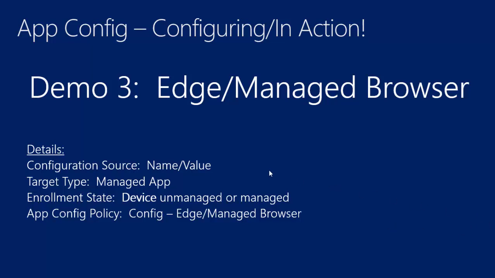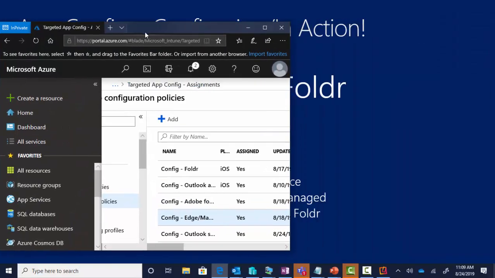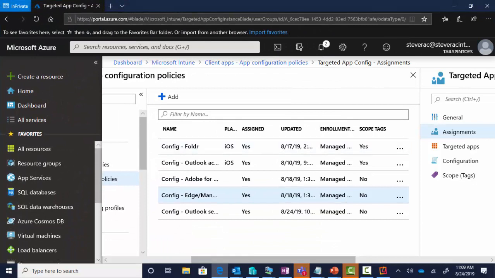Okay. And then finally, Demo 4, Folder. So this is an app I didn't even really know anything about until I started looking for an app to demo here. This particular app is one that's going to be configured by XML. So the configuration source is going to be XML, right? And then this is going to be deployed to a managed device. So the device is going to be managed, and my config policy right here is folders. I've already got my config for folders set up.